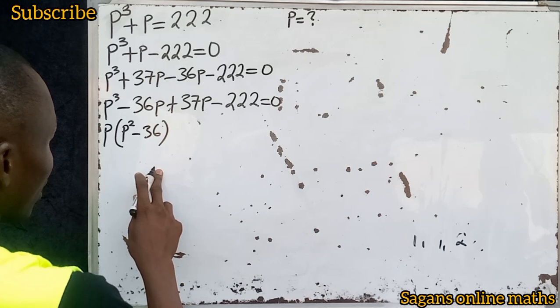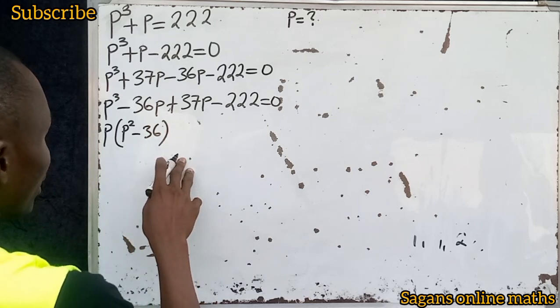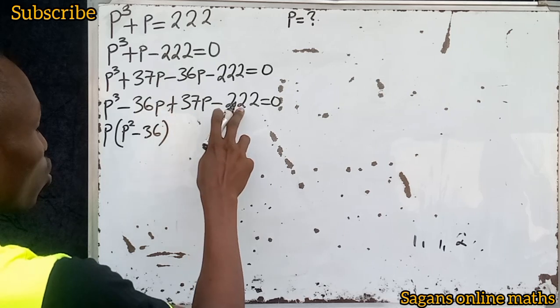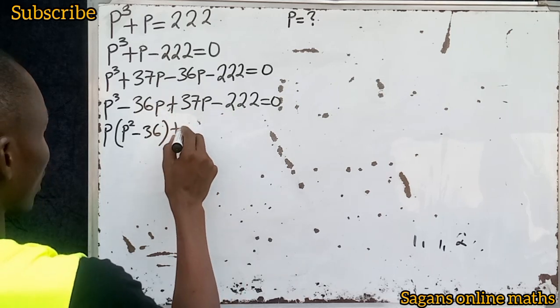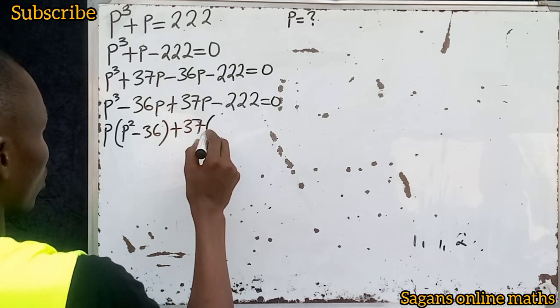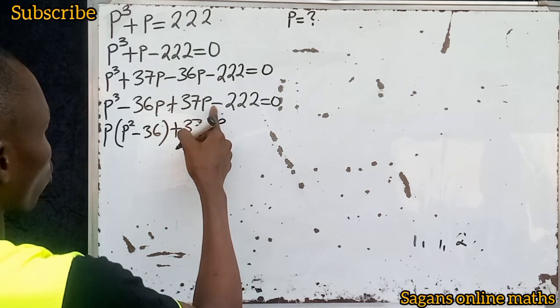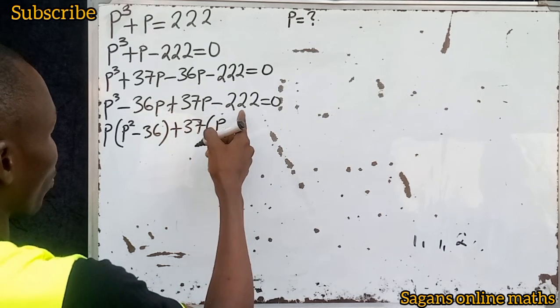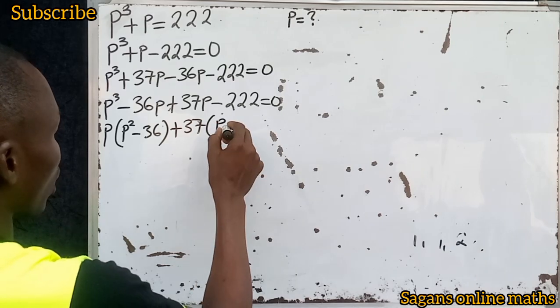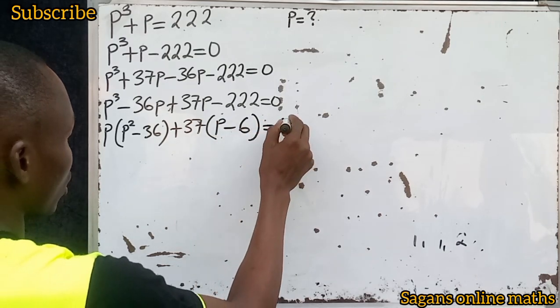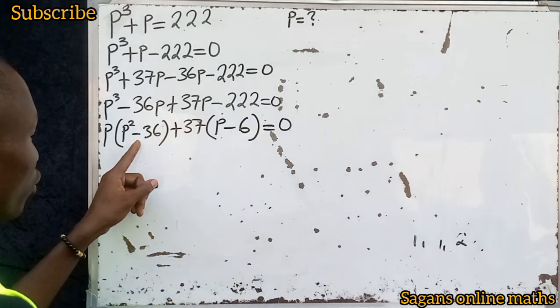Now what is common here? Amazing things are going to happen here. Since we know that 37 is a factor of 222, it means that 37 can go into itself and also go into this. So plus 37 is common. Now 37p divided by 37 will give us p, and minus 222 divided by 37 will give us minus 6. That means this also is a factor. All this equals 0.